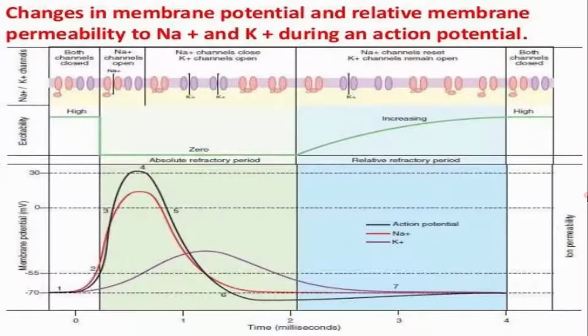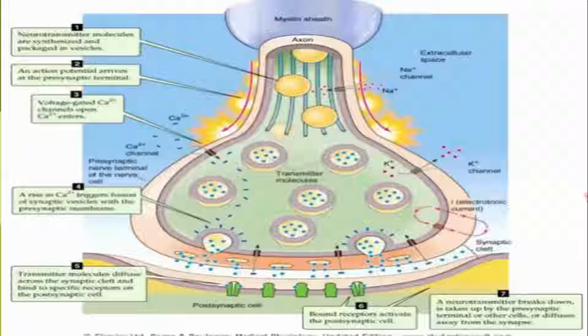So once they close, if you increase the strength of the current, you will be able to generate another action potential. This is the relative refractory period. The absolute refractory period plus the relative refractory period forms the effective refractory period. Now we will discuss in detail the neuromuscular junction typically present in the skeletal muscle.